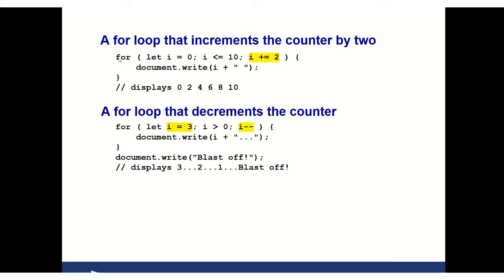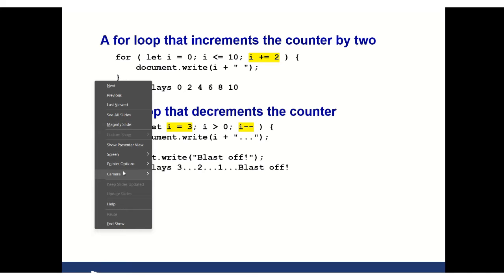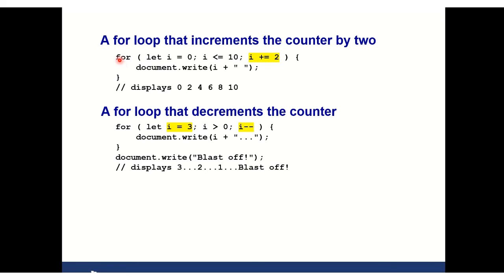For example, this for loop here, let me activate the laser pointer. So this for loop here, what it does, it increments the counter by 2, and as a result it displays, it starts from 0. It displays 0, 2, 4, 6, 8 and 10. You can do it yourself inside one of the codes and check it for yourself.